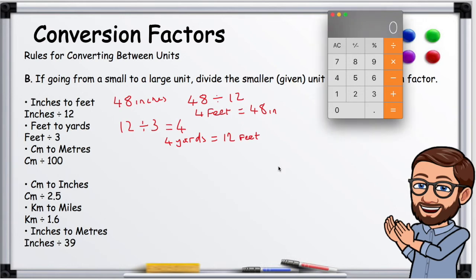So let's go from centimetres to metres. Now, we know that the conversion factor is 100. So, if we're given 400 centimetres, we divide it by our conversion factor, which is 100. So 400 divided by 100. You'll probably be able to do this in your head. Equals 4. So 400 centimetres equals 4 metres.